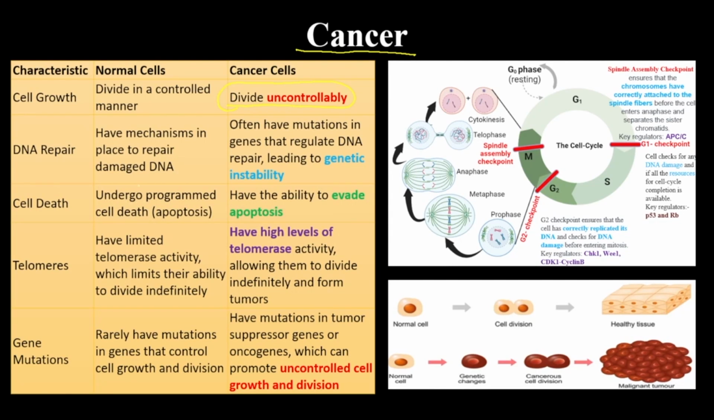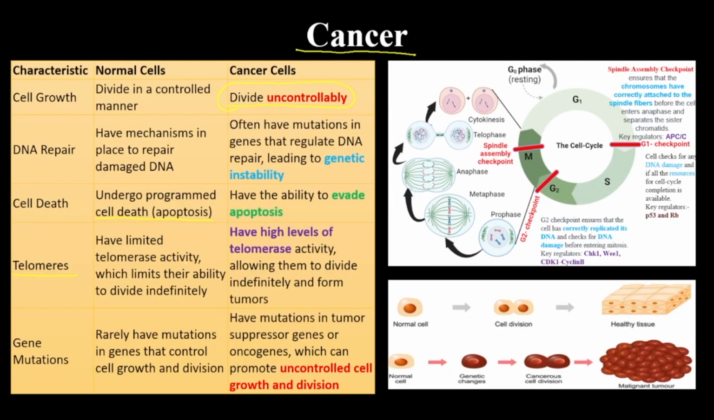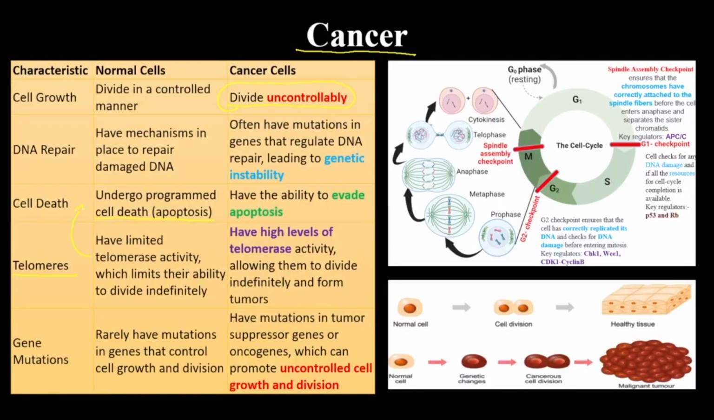Then the cell death. Normal cells undergo a normal cell death, which is called apoptosis, whereas the cancer cells are able to escape this process, and that's how they are immortal, and they are able to grow for several generations. Then the level of telomeres. The normal cells have limited telomerase activity, and that's how they lose genomic content after every cell cycle division, and as a result they undergo apoptosis. Whereas the cancer cells have a very high level of telomerase activity, which allows them to repair the telomeres, and as a result they are able to divide indefinitely and form the tumors or the solid mass.